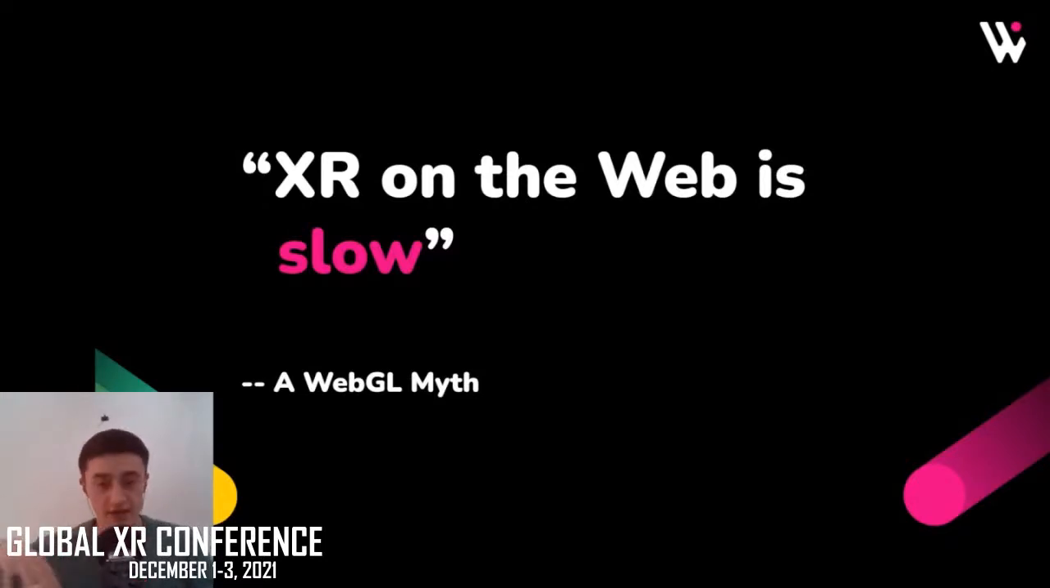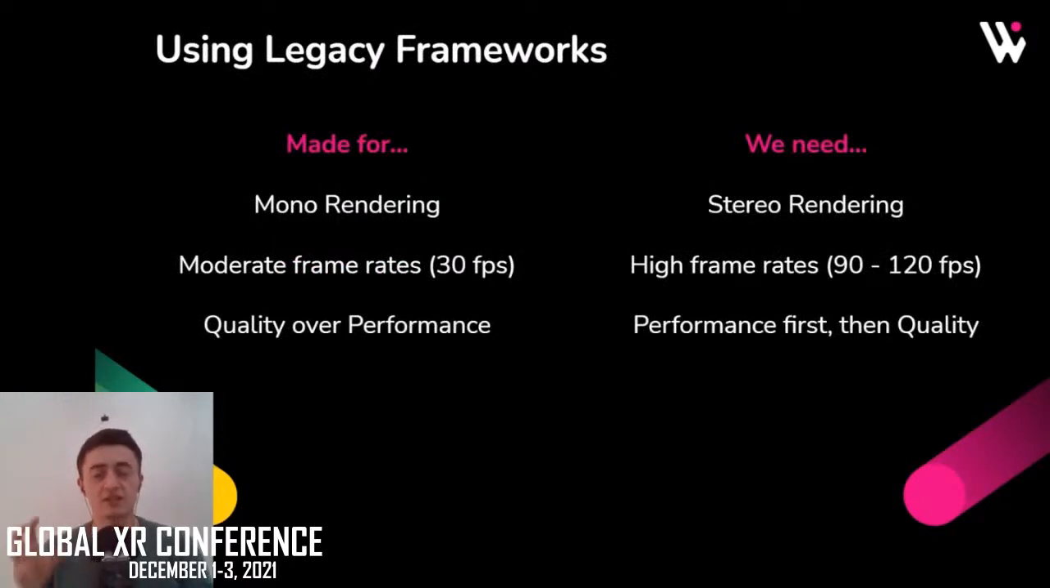And now we're getting to the self-promotion part of this presentation. This myth is mostly due to using legacy frameworks. What does that mean? Frameworks that are currently being used for WebXR are made for mono rendering, like just a 3D model rotating or something on a website. They're created for moderate frame rates, like 30 frames per second at most, and they usually prefer quality over performance.